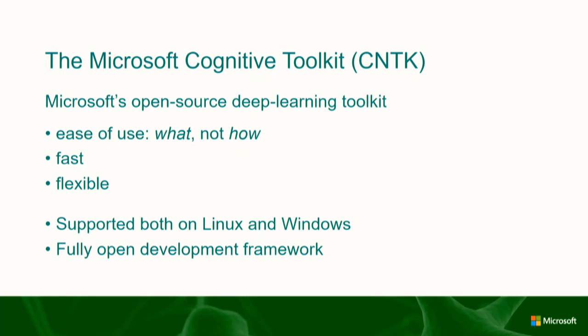We treat them as first-class citizens. And it's a fully open development framework. All our development is in the open. There is no internal version. So if you go to our GitHub site, you can find every branch that people work on. CNTK is out there.